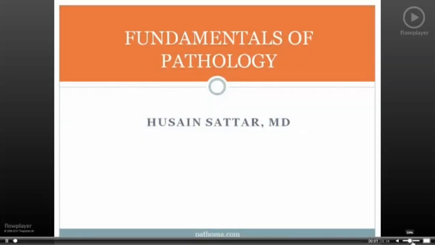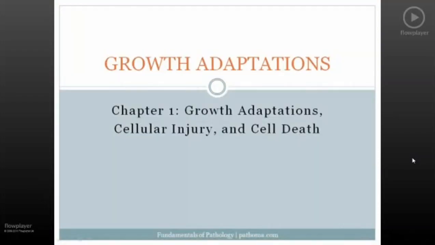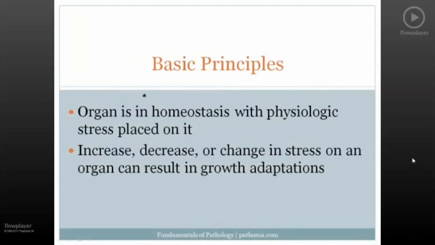Welcome to the Fundamentals of Pathology. The first section that we want to cover is growth adaptations, and this is obviously the first section in Chapter 1 of your text. A few basic principles before we begin.